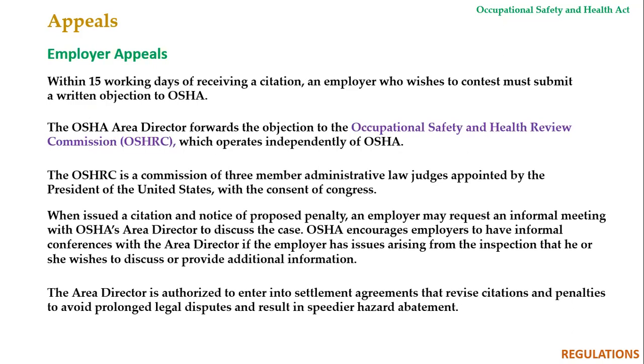Now, the employer's appeal. Within 15 working days of receiving a citation, an employer who wishes to contest must submit a written objection to OSHA. The OSHA area director forwards the objection to the Occupational Safety and Health Review Commission, which operates independently of OSHA and is also known as OSHRC. The OSHRC is a commission of three-member administrative law judges appointed by the President of the United States with the consent of the Congress.